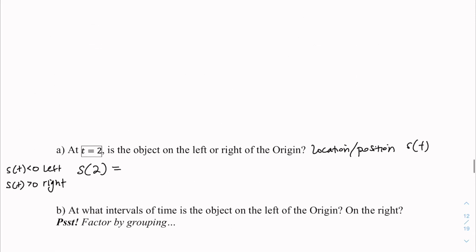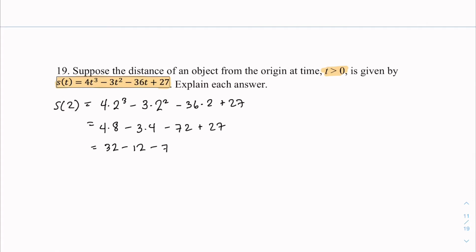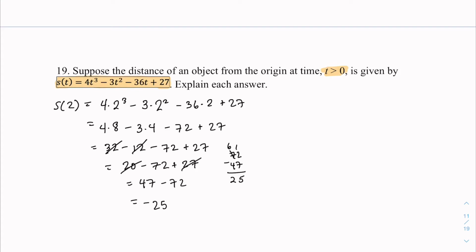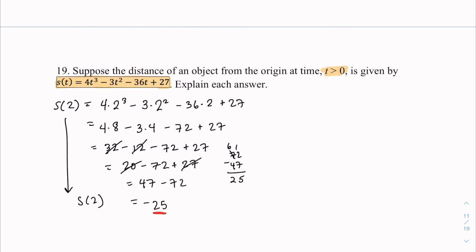Okay, so we know we're going to evaluate it at 2, so let's go up here, show some work. Okay, so my left-hand side is s of 2, my right-hand side is negative 25. This is telling me that at time 2, my particle is 25 units to the left of the origin. I know it's to the left because the negative indicates that I'm in the negative direction.